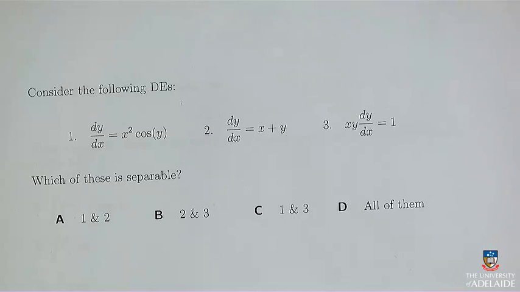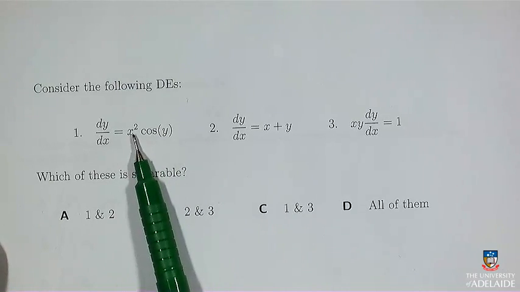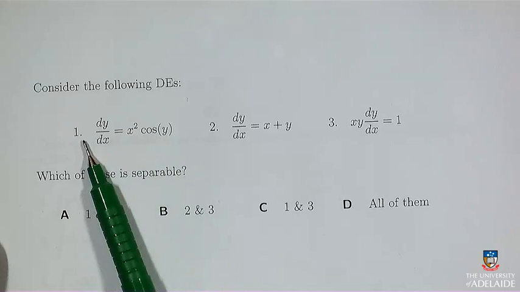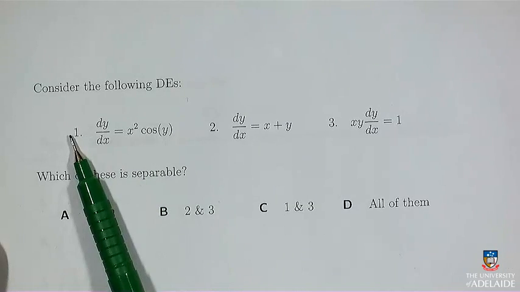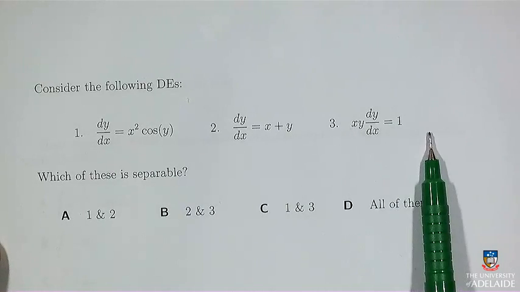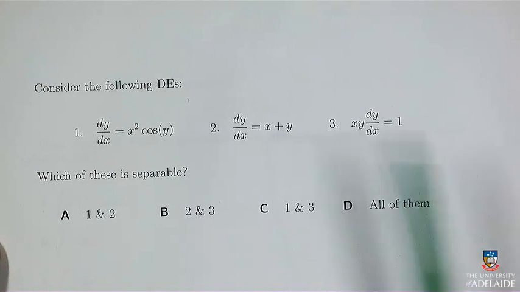Okay, so most people switching to C. Let's have a look. This is clearly separable because you could divide the cos y over here, have x squared on this side, cos y on that side. This one is also separable because you could stick the x on this side by dividing by x. So you have y's on this side, x's on this side.